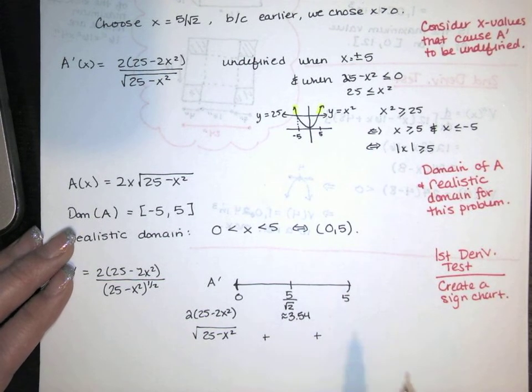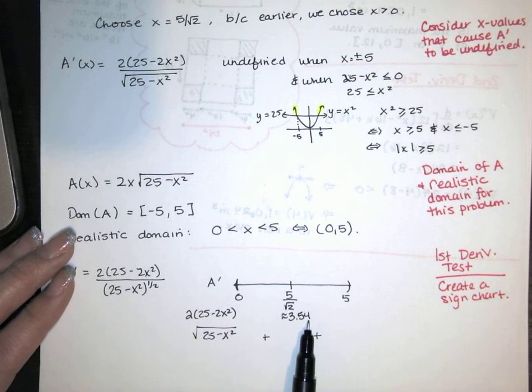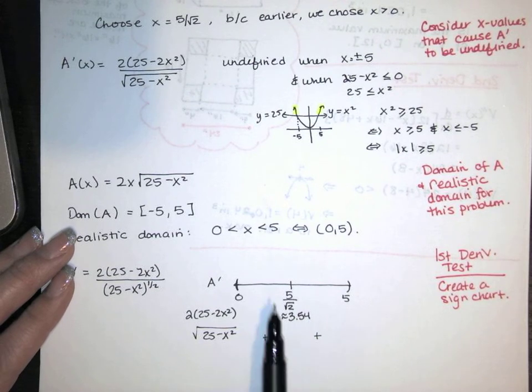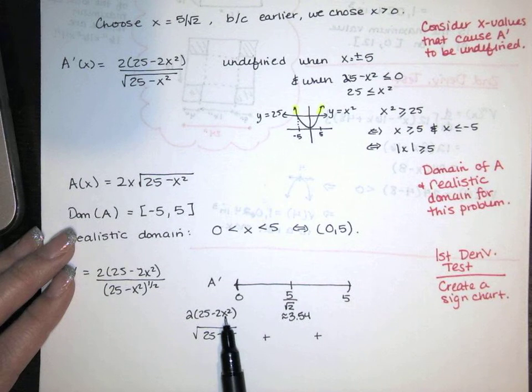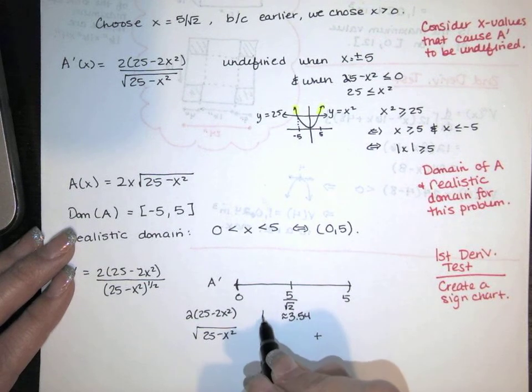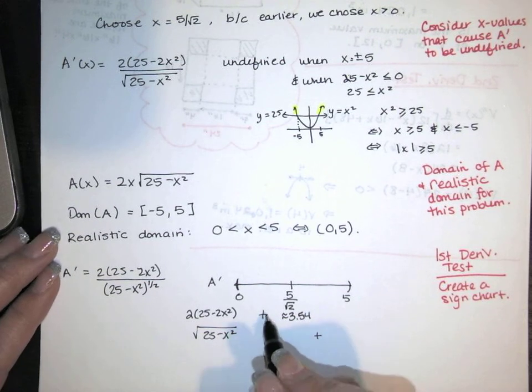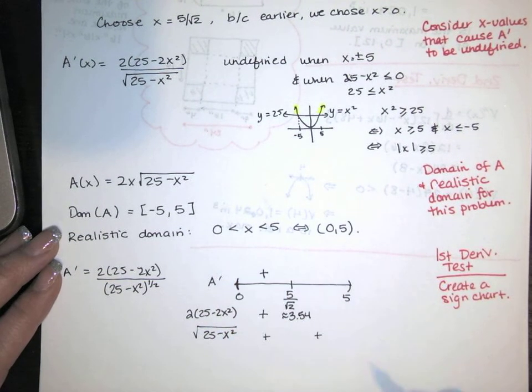You can pick any test value you want. Since this is 3.54 approximately, I might pick x equals 1 over here and x equals 4 over there. If x is 1, we've got 25 minus 2, that's 23. And 23 times 2, definitely positive. So I've got a positive divided by a positive, which is positive.